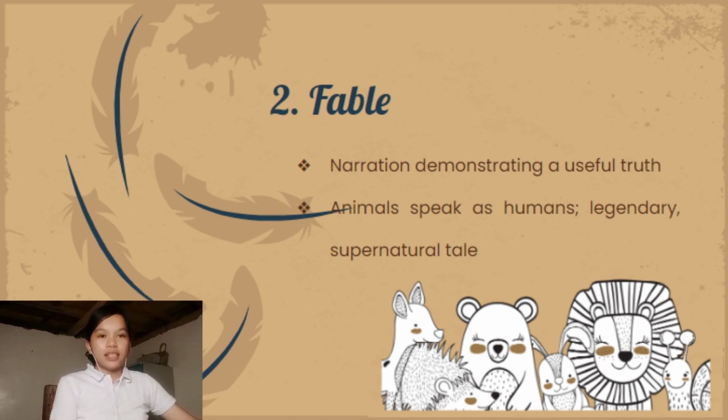The second on the list is fable. We all know that fables are intended for children. Based on our slide, a fable is a narration demonstrating a useful truth. It is obviously a narrative form that usually features animals that behave and speak as human beings. So it means they are acting, moving, and having conversations just like human beings, in order to highlight human characteristics, human conditions, or human strengths and weaknesses.